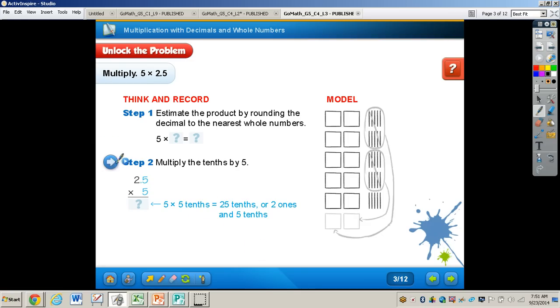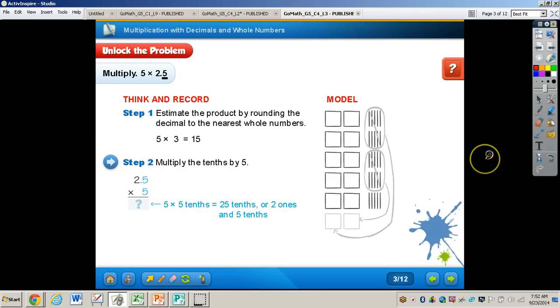Now a couple things that we're going to need to do. First of all, we want to estimate the product by rounding the decimal to the nearest whole number. Now what we do for that is we look at the place to the right of that whole number, which is 2, the tenths place. That is 5 or greater. So since that tenths place is 5 or greater, we increase that 2 by 1, making it a 3. And then we do an estimate of 5 times 3 equals 15.